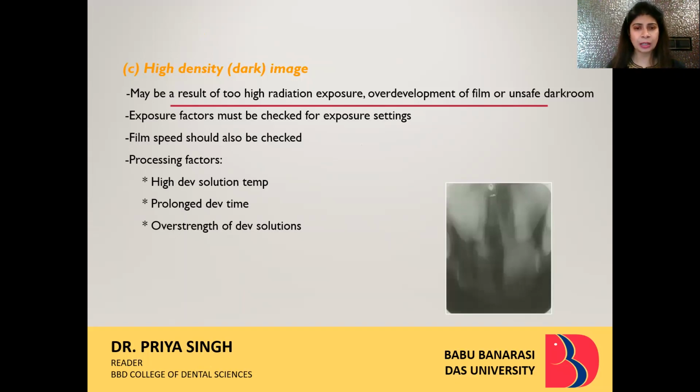High density or dark image. It may be the result of too high radiation exposure, overdevelopment of film, or an unsafe darkroom. So again, beforehand only all these areas should be checked so that the artifact is not seen. Exposure factors must be checked for exposure setting. Film speed should also be checked. Now processing factors might be leading to a high development solution temperature, prolonged development time, and over strength of developing solution. So all these aspects should be checked beforehand.